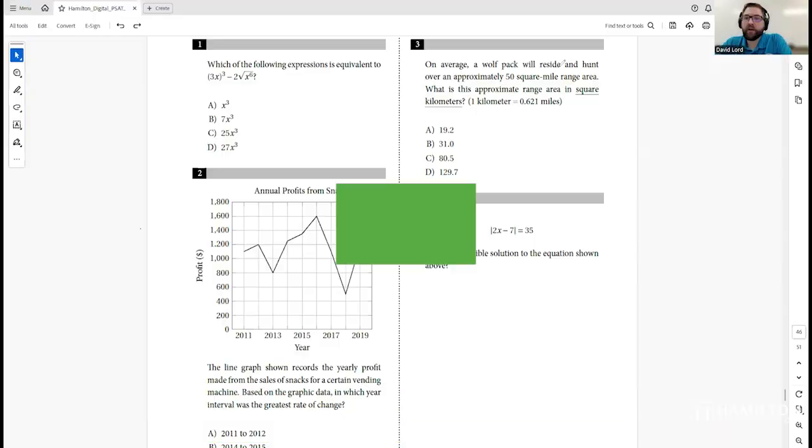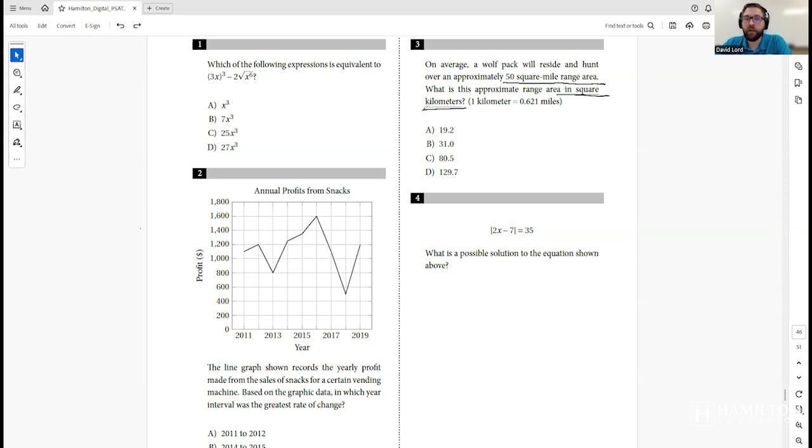Question 3. On average, a wolf pack will reside and hunt over approximately 50 square mile range area. What is the approximate range in square kilometers? Okay, and you don't need to memorize how many miles are in a kilometer, or how many kilometers are in a mile, since the SAT will tell you that. Now, the big trap here is that it has square miles. So I'm going to write it out as 50 miles squared.